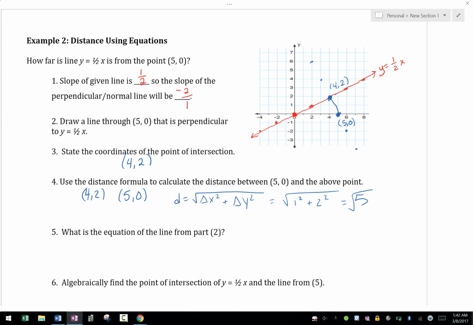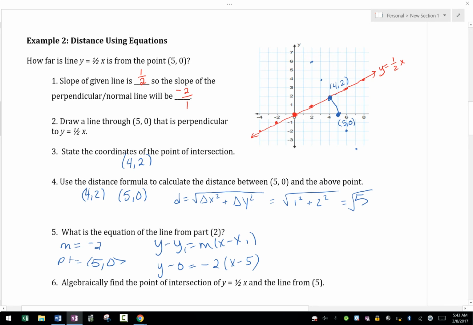All right. So next it says, what's the equation from number 2? So I want to show you that you can do this with some algebra as well. So if we want to find the equation of number 2, I need a slope and I need a point. Well, that's pretty good because I have the slope and the point. The point is 5, 0. And the slope is negative 2. And if I have a slope and a point, I can use that happy little equation y minus y1 equals m times x minus x1. So y minus 0 equals negative 2 times x minus 5, and there's the equation.